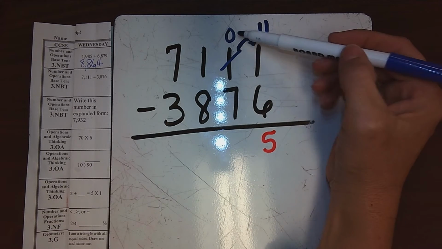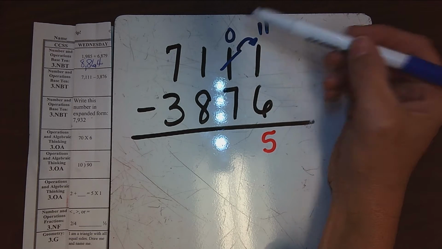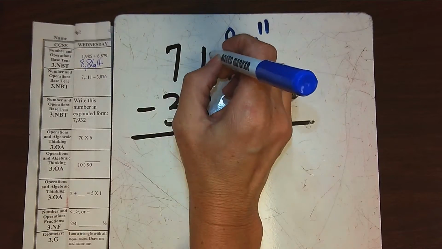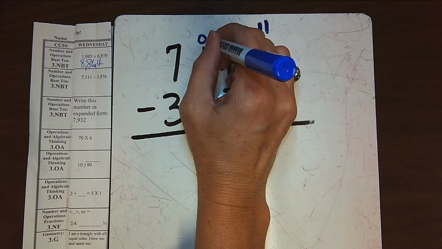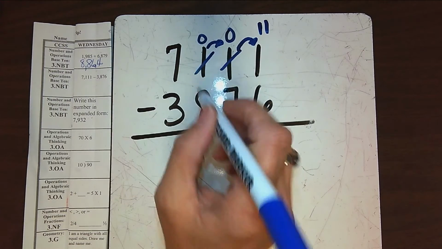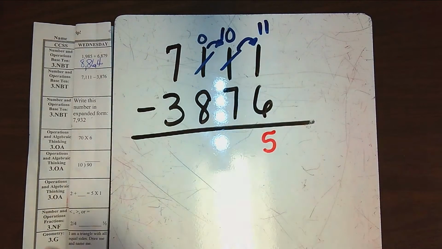Okay. Looking at my tens place now, I cannot take 7 away from 0, so I have to go next door, borrow a group of 10. That would become a 0. I want to regroup it to my tens place. The group of 10 plus that 0 is 10. 10 minus 7 is 3.